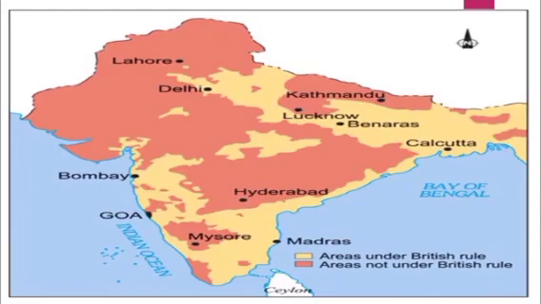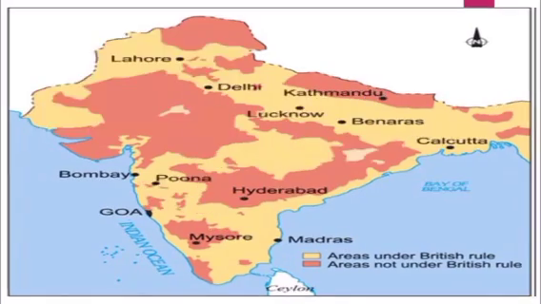Now look at this map. Here also we can see the expansion of British territorial power in India. Here also yellow color represents areas under British rule and red color represents areas not under British rule. Areas under British rule like Delhi, Benares, Calcutta, Madras, Bombay. Areas not under British rule like Lahore, Kathmandu, Goa, Lucknow, Hyderabad and Mysore.